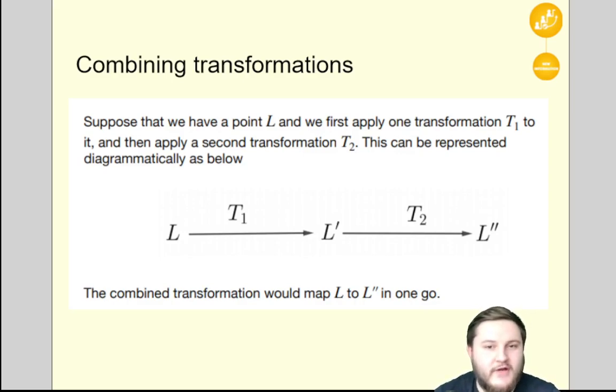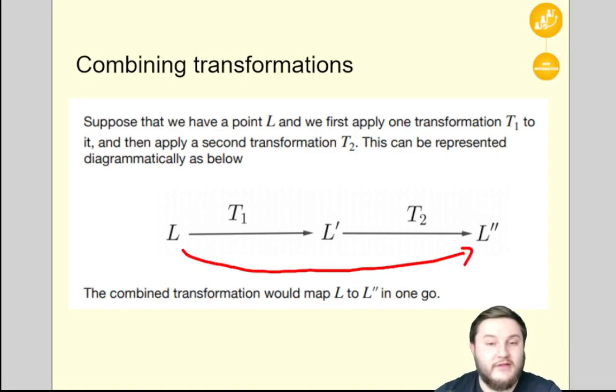transformation to it, call it T1, that's some matrix, and then we apply another transformation, T2. This can be represented below. So we take the point L, we do a transformation to it, we get some point, and then we do another transformation, we get a final point. So basically what we're asking is, what is the single transformation that takes us from the first point to the last point without having to do two steps?